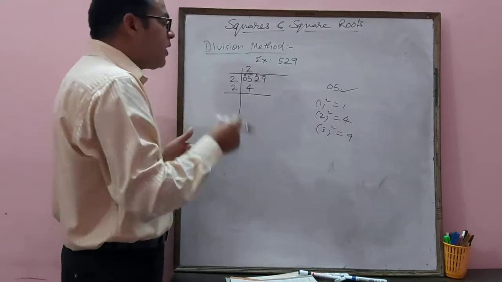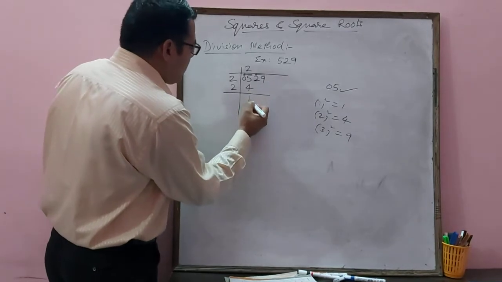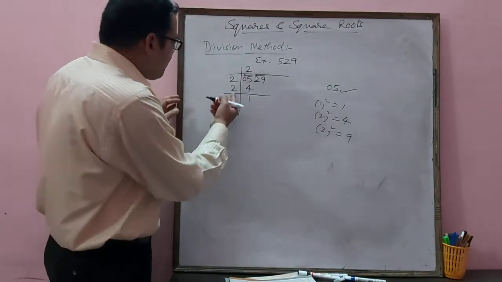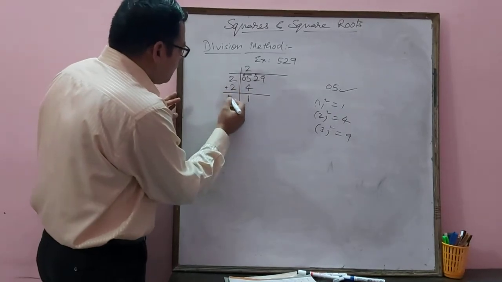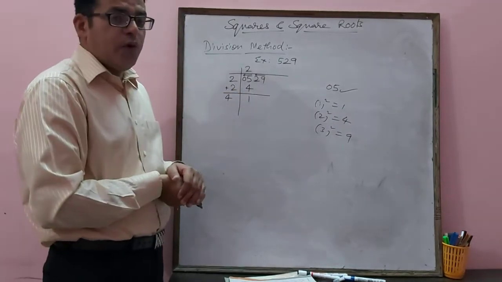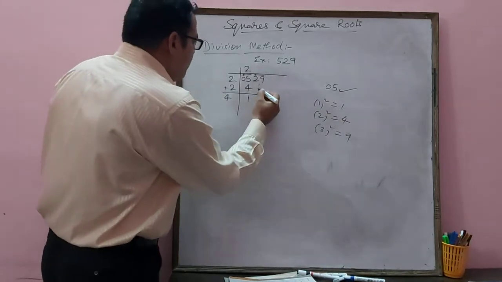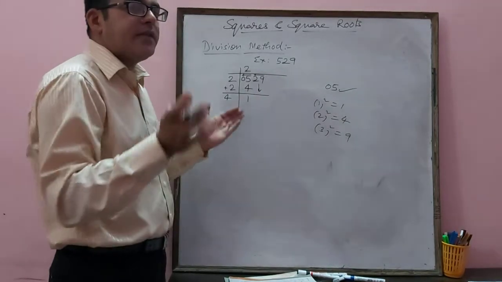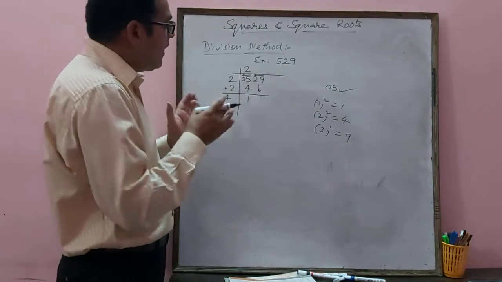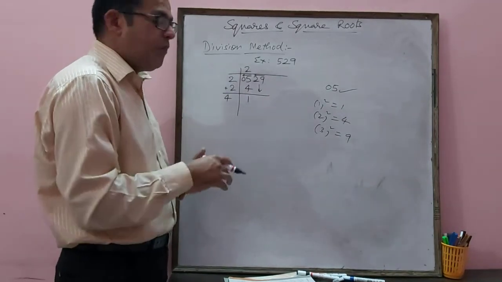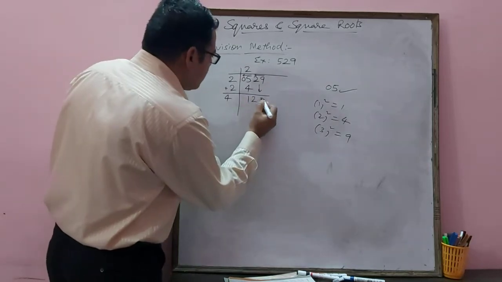Now let's start next. What to do now? We have to now subtract. What will come here when we subtract 4 from 5? 1 we have. And what to do here? We have to add these two. 2 and 2 we have 4 here. You understand? Now in division we have to shift next digit. But here in this method we have to shift next group. Whole group you have to shift here.